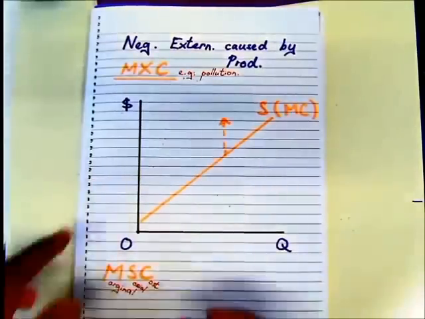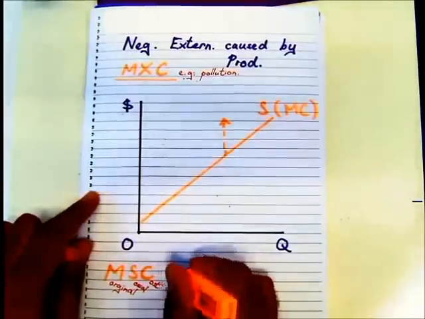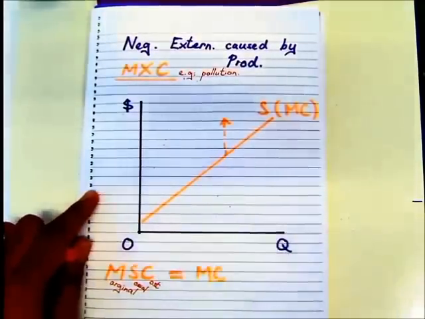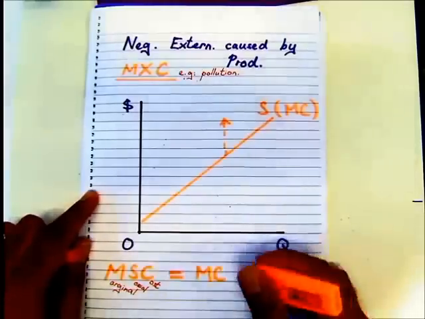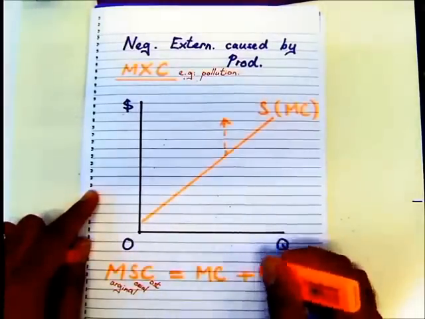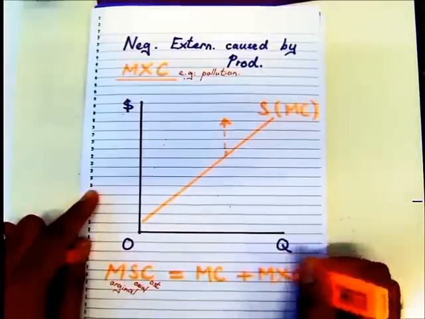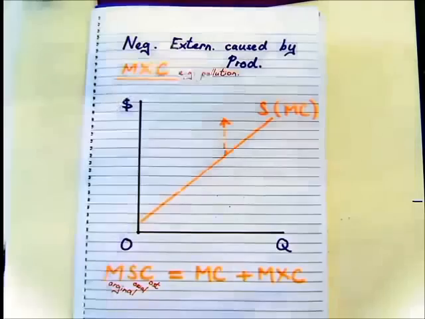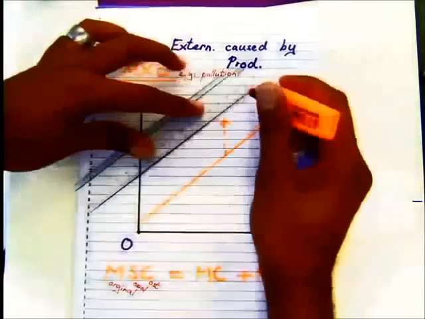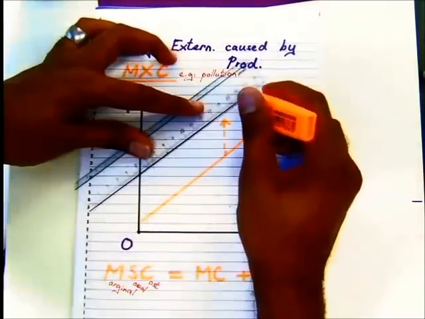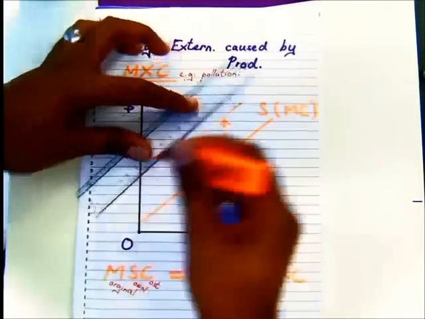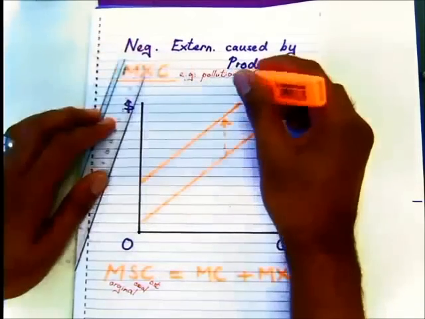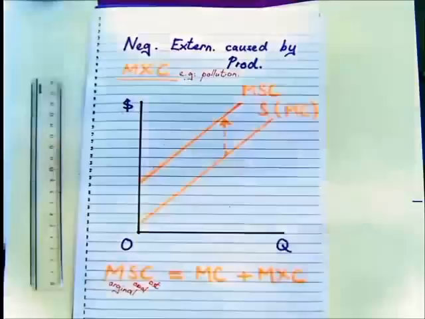Marginal social cost is the sum of the marginal cost that the firm does acknowledge, i.e. its internal costs, plus the marginal external cost on the third parties. So the marginal cost of the firm is in fact much higher. So this marginal cost curve shifts upwards. We call this marginal social cost.